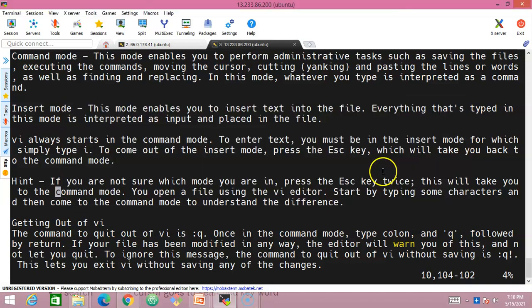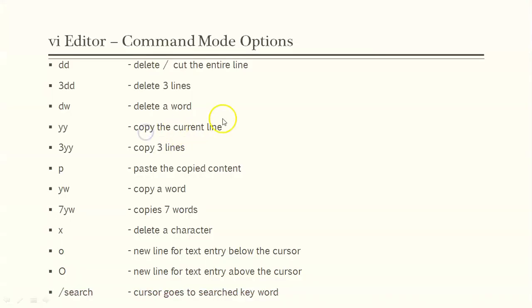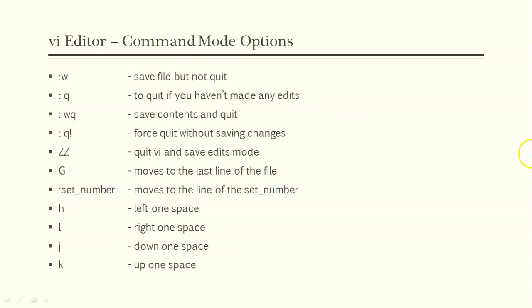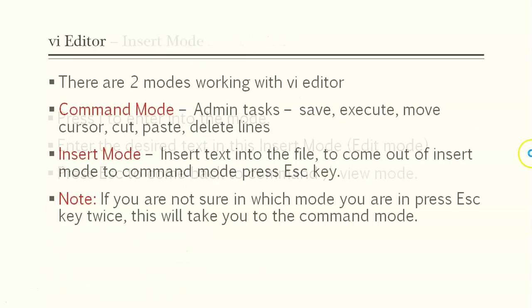So I would request everybody to practice this VI editor, and you need to understand one thing with respect to it. There are two modes: one is the command mode and the other is the insert mode. The moment you open a file, you'll be inside the command mode, and in order to go into the insert mode, press i. To come out of the insert mode, press escape. What if you're confused about which mode you're in? Always press the escape key twice. This will take you to the command mode.